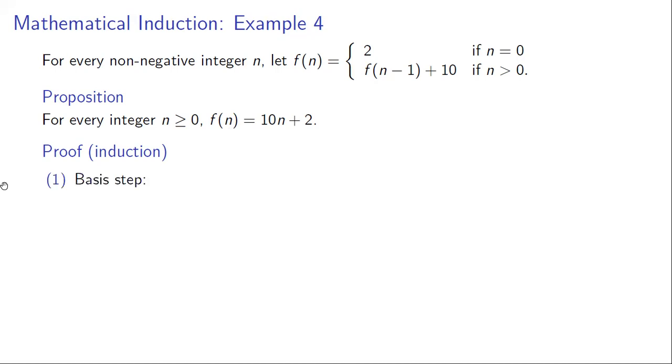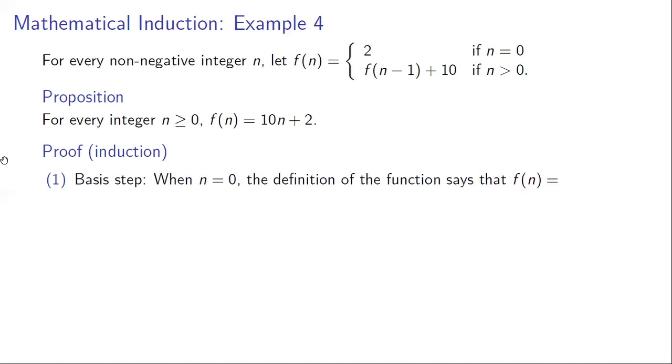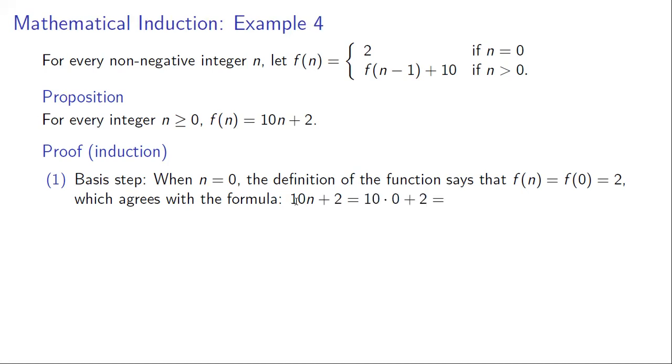Now, the basis step here is going to be when n is equal to 0, because we're talking about integers that are greater than or equal to 0. So when n is equal to 0, let's see what the definition of the function says. Well, when n is equal to 0, the definition says that f of n, which is f of 0, is equal to 2. Now, this agrees with the formula, because what does the formula say? 10n plus 2. Well, that would be 10 times 0 plus 2, which is 0 plus 2, which is 2.